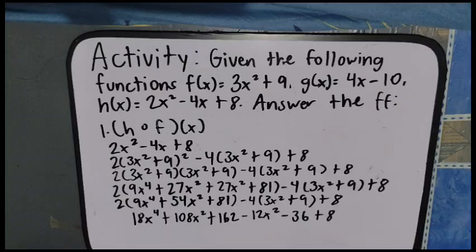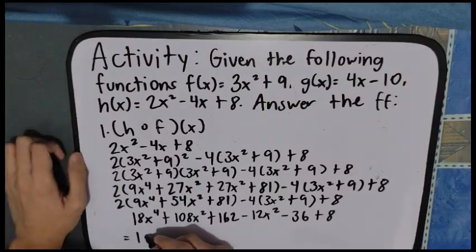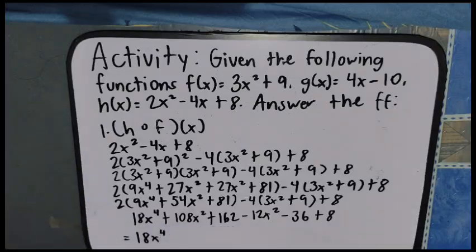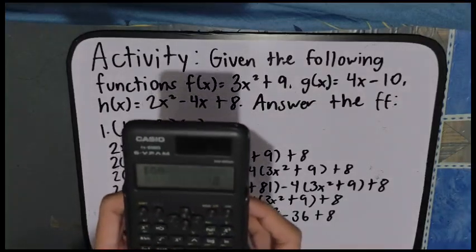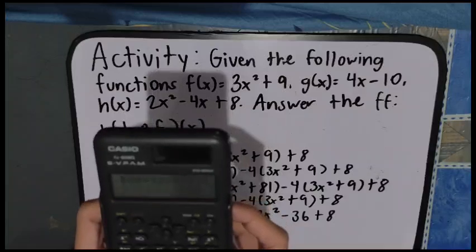After this, we can combine like terms. So since there are no like terms with 18x raised to 4, we're just going to copy 18x raised to 4. Then we have here 108x squared, negative 12x squared. So 108 minus 12, 96.